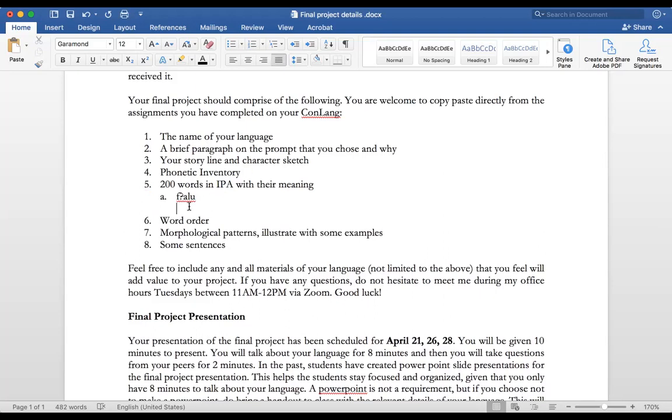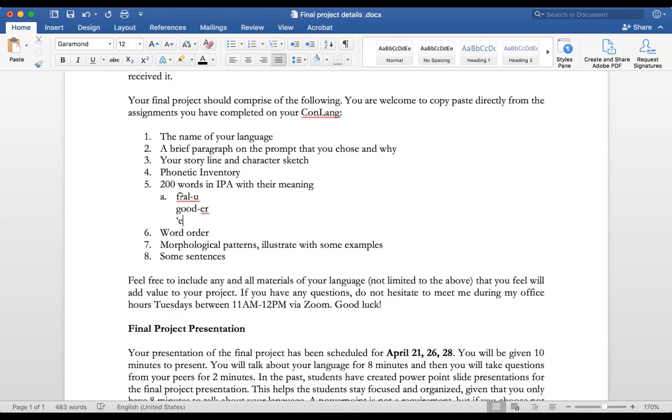But if I want to do a morphological breakdown, I can do something like that, suggesting that fal is the simple word and u is an inflection or a conjugation, and then I can give a meaning to fal u, say good, and er, the comparative marker, to mean better or something like that. More good, right?